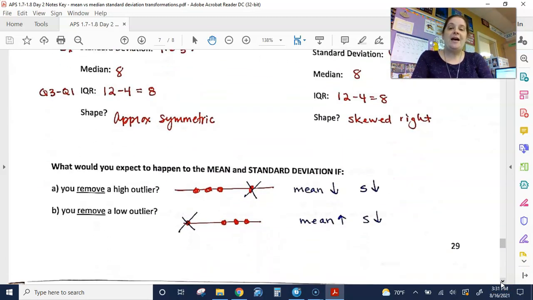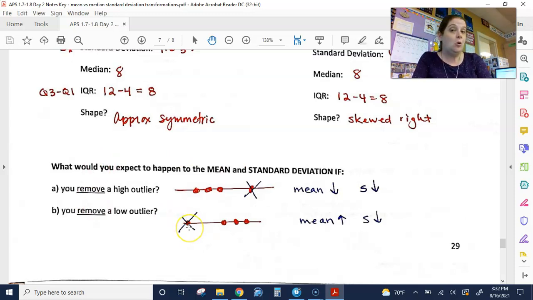So what would I expect to happen to the mean and standard deviation if I remove a high outlier? Remember, think about how the mean is calculated. For example, I've got 3 test scores and I got one really high one. If I drop that, I would expect my overall average, my typical value, to go down. But the standard deviation, if I'm dropping that extreme value, then I have a smaller spread in general, and the standard deviation is probably going to act like that as well. So the standard deviation is going to go down.